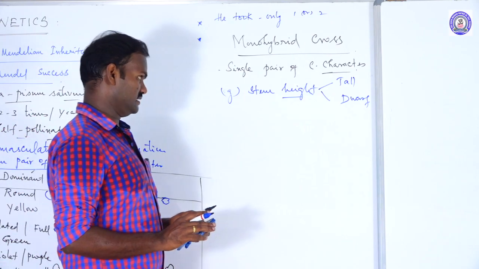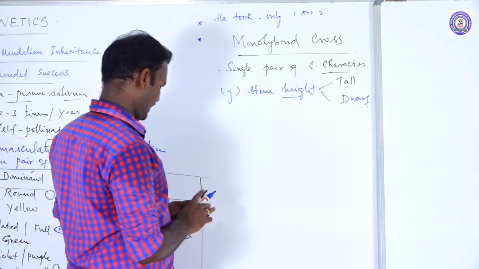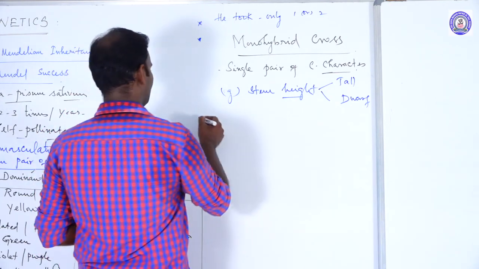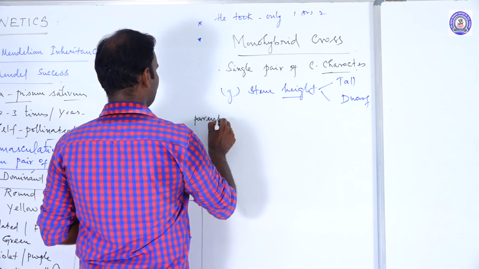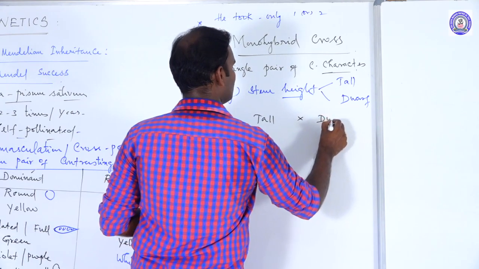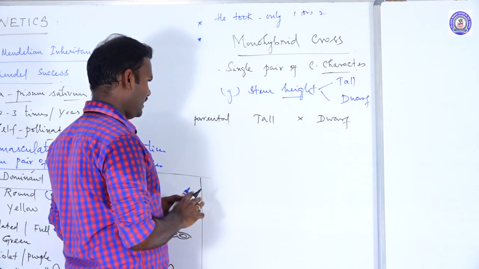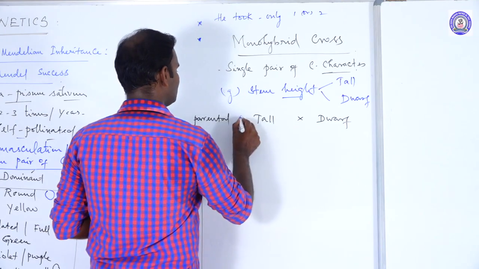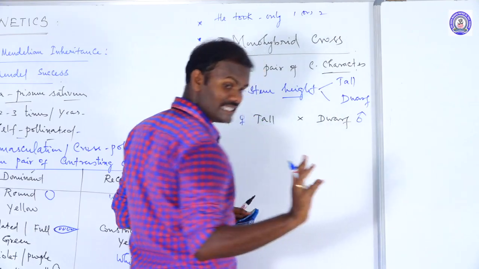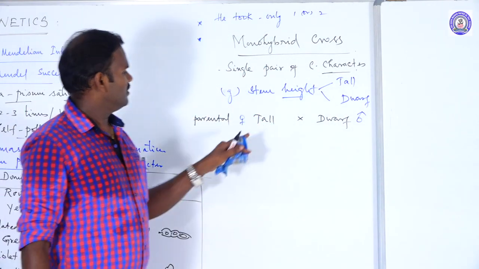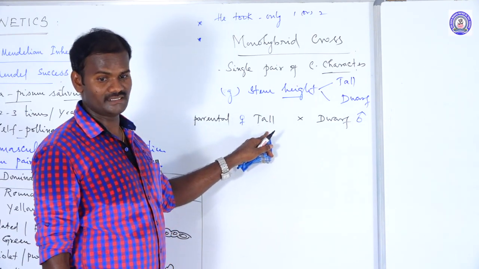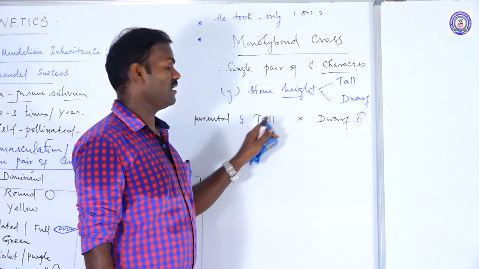Mendel selected stem height first, tall and dwarf. Mendel selected tall and dwarf plants for this experiment. These are the parental generation, a tall plant crossed with a dwarf plant. But Mendel considered tall as the female and dwarf as the male in the first experiment. We know it is a bisexual plant, both sex organs are present in the same plant. But how did he consider one female and the other male?